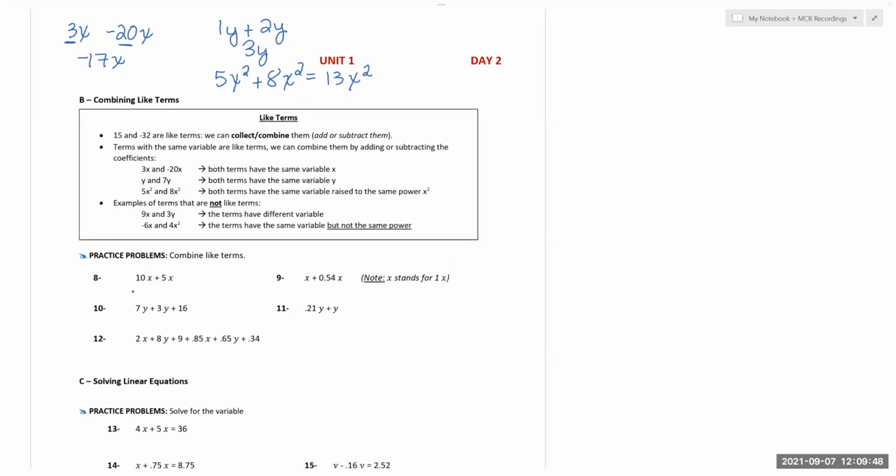So then down here, you can combine any that have the same variable. So this is 10 and 5. So you would get 15 of these x's. If there's not anything in front, it's not a 0, it's a 1. This is still an apple. So this would be 1.54x. Add the 1 and the 0.54. This is 0.21y plus 1y. So 1.21y. Now here I can add together the 7 and the 3, but the 16 doesn't match because it doesn't have a y. So you leave it.